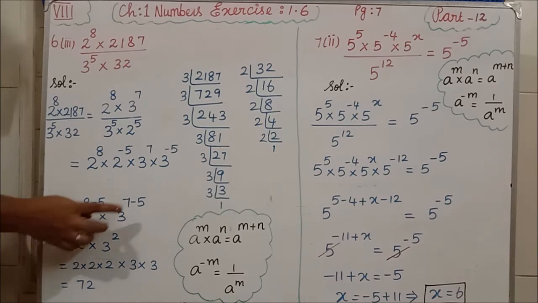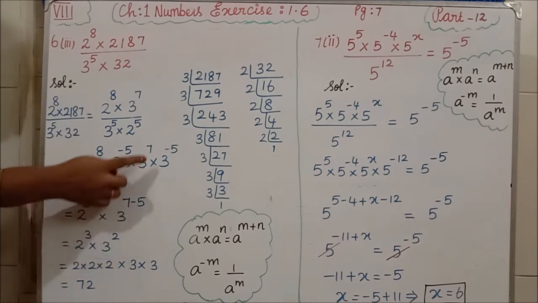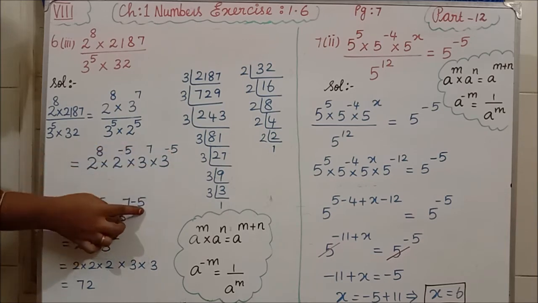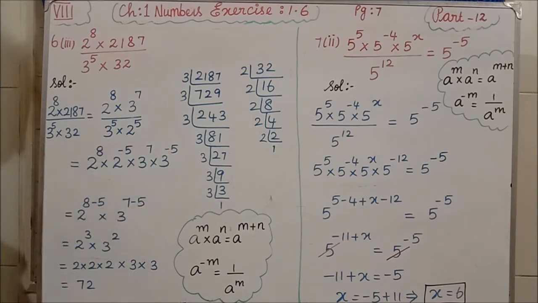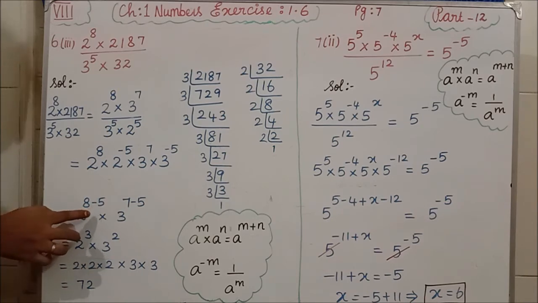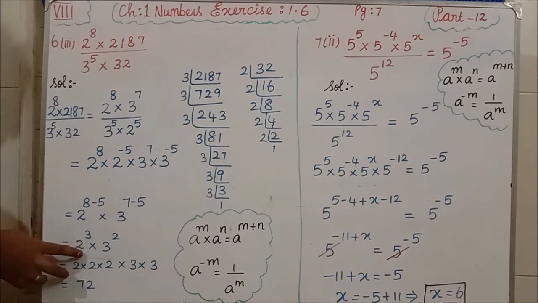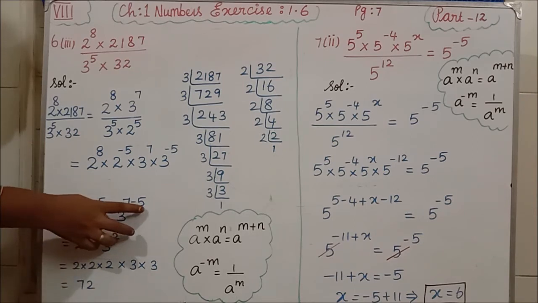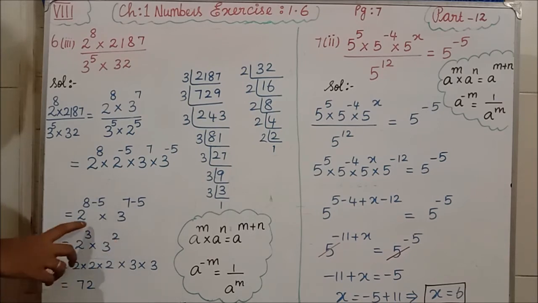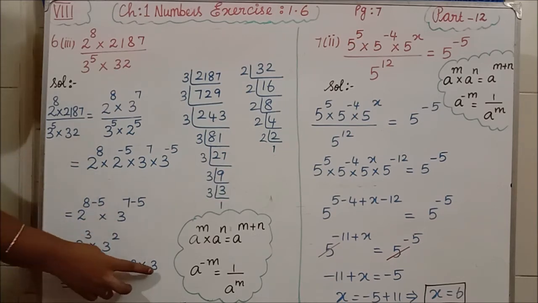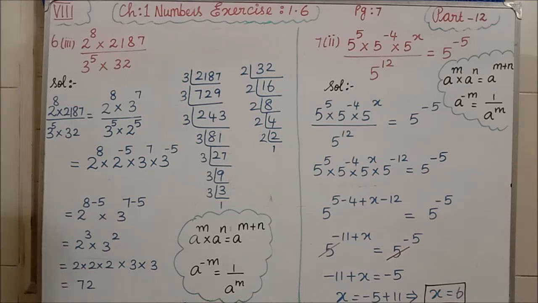Okay, so into 3, here 3 is there, here's power I am having 7, here power I am having minus 5. Here the next step, 2 power 8 minus 5 is what? 3, isn't it? So 8 minus 5 is 3, into 3 power 7 minus 5 is what? 2. So 2 power 3 means what? 2 we have to multiply 3 times. Isn't it? So 2 into 2 into 2. 3 square means what? 3 2 times we have to multiply. So 3 into 3. So 2 into 2 into 2 into 3 into 3.